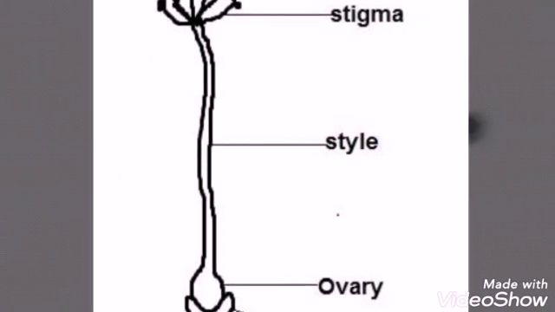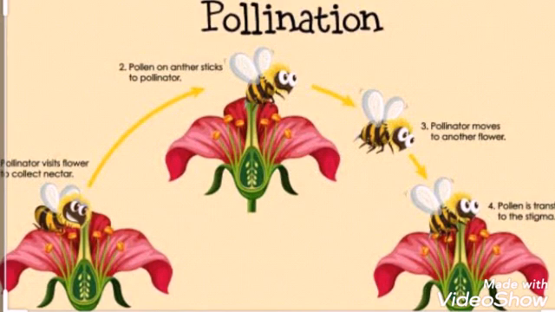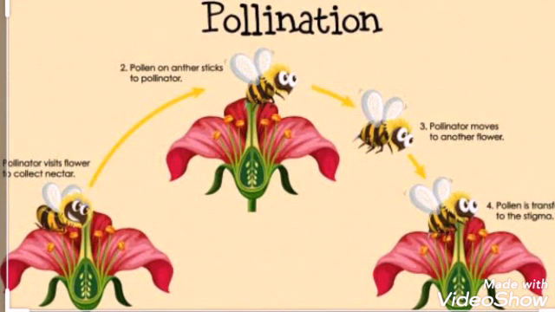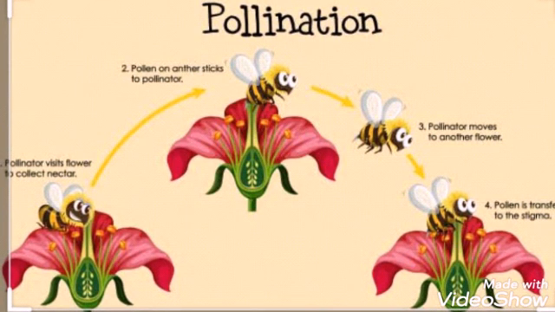So in the next photo we will see about pollination. Now the pollen grains are transferred from anther to the stigma of another flower. Why? Because the flower has to develop into a fruit and it has to form the seeds. So for this process the pollen grains are to be transferred from the anthers to the stigma. This process of transferring of pollens from the anther to the stigma is called pollination.